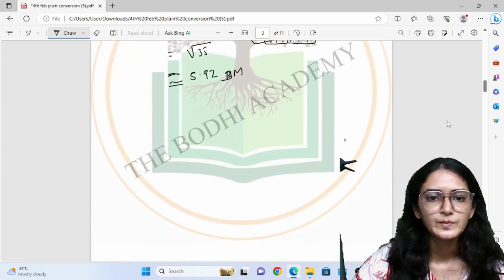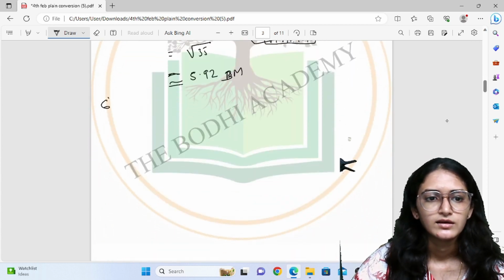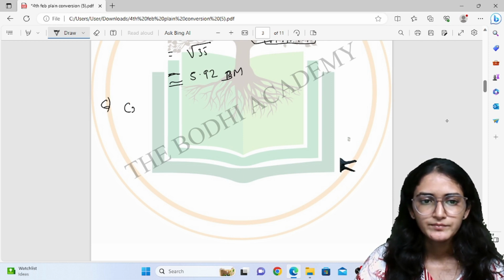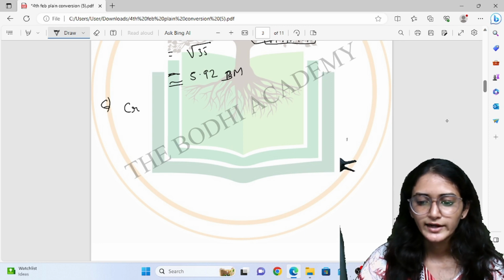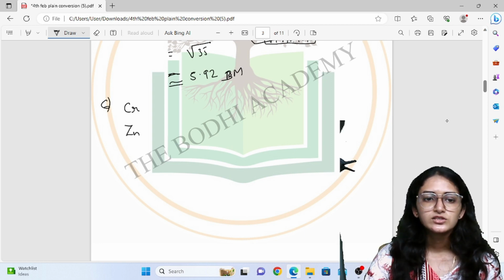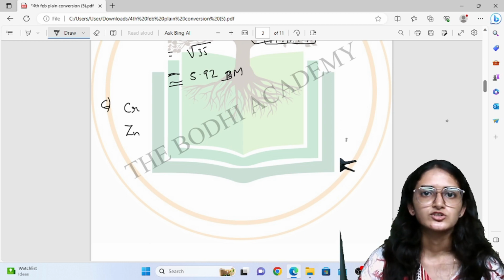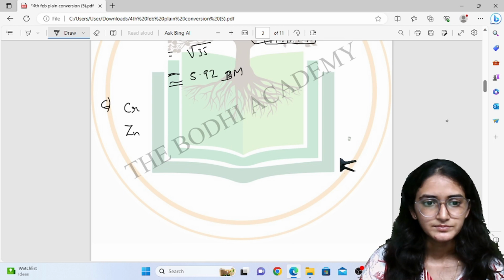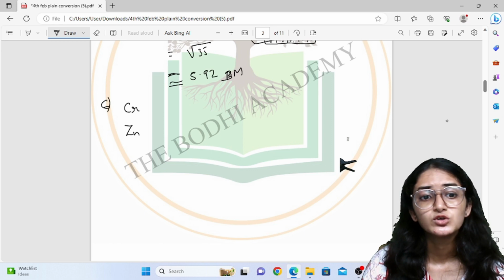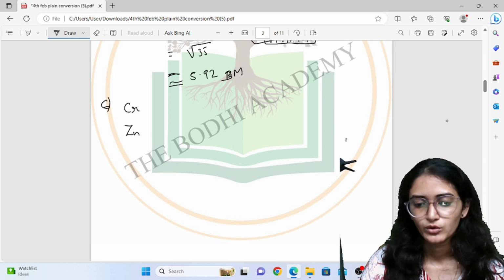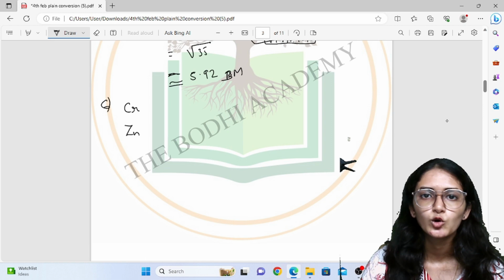Now the next question is based on ionization enthalpy. The first ionization enthalpy of chromium is lower than that of zinc. This answer depends on the electronic configuration of the particular element. First ionization enthalpy of chromium means, to remove the outermost first electron, the ionization enthalpy required is lower. But for zinc it is more.